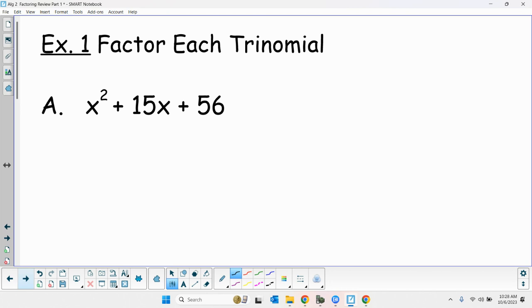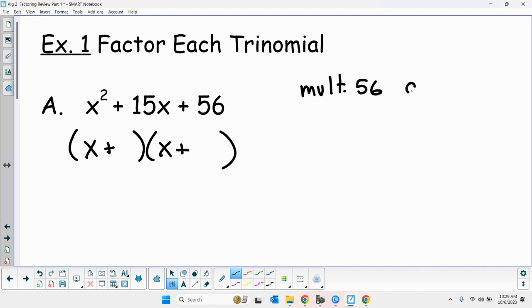All right? Since C is positive, my parentheses will have the same sign that's in front of B. So these are both plus. If that was a minus 15x, these would both be minus. Okay? So what I'm looking at, again, is what multiplies to be 56, but adds to be 15.